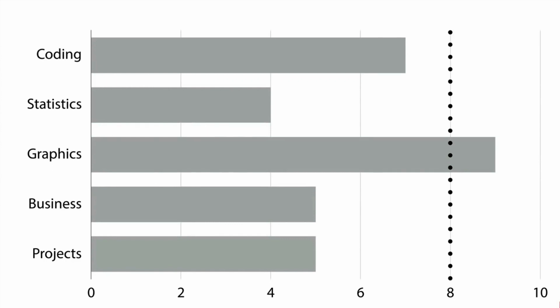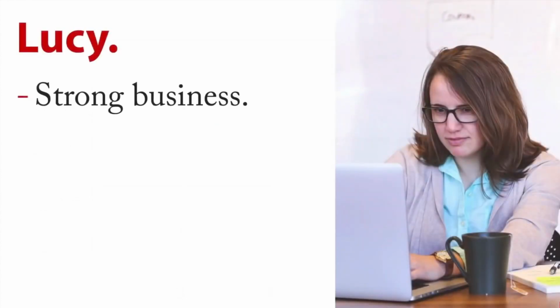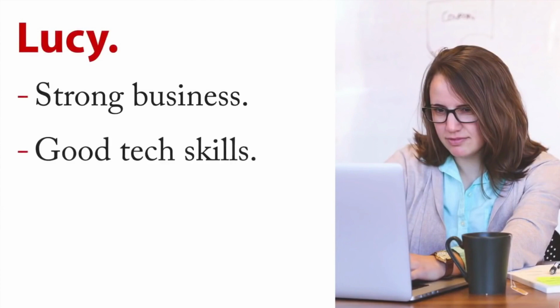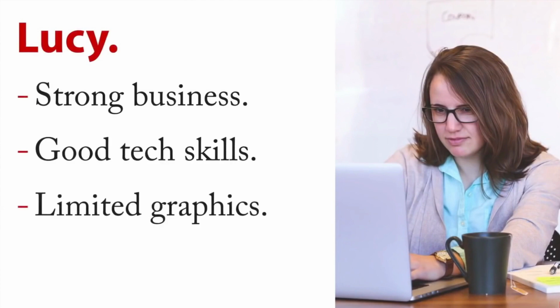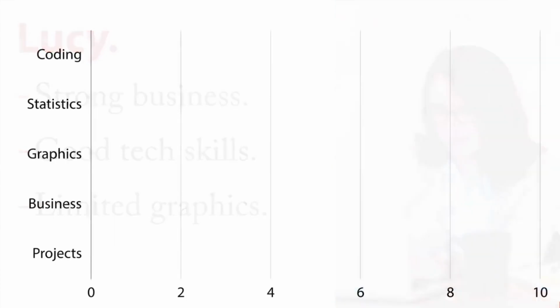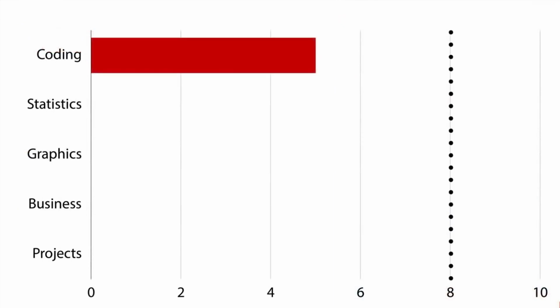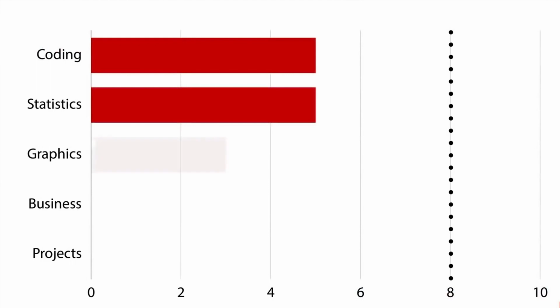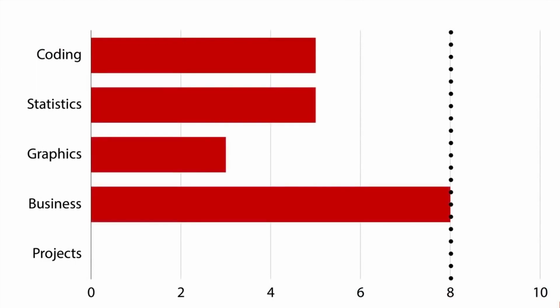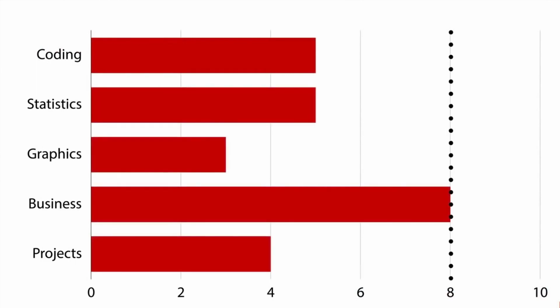So what you can see here is in only one of these 5 areas is Otto sufficient on his own. On the other hand, let's pair him up with somebody else. Let's take a look at Lucy. Lucy has strong business training, has good tech skills, but has limited graphics. And so if we get her profile on the same thing that we saw, there's coding, pretty good. Statistics, pretty good. Graphics, not so much. Business, good. And projects, okay.